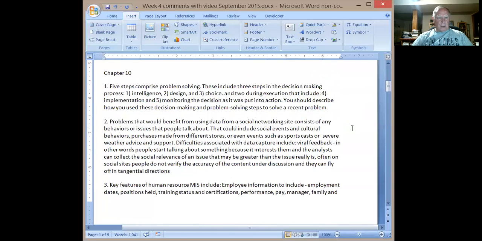All right, Chapter 10. 5 steps that comprise the problem solving. This is this model. This is a decision-making process. Use intelligence, then design it, exercise a choice, implement, and then monitor the decision. This is actually on page 449 of your text, at least the present version of the text. And if it's not there, then those same steps are the ones used to complete your paper for this week, this design. Okay, so those are those steps.